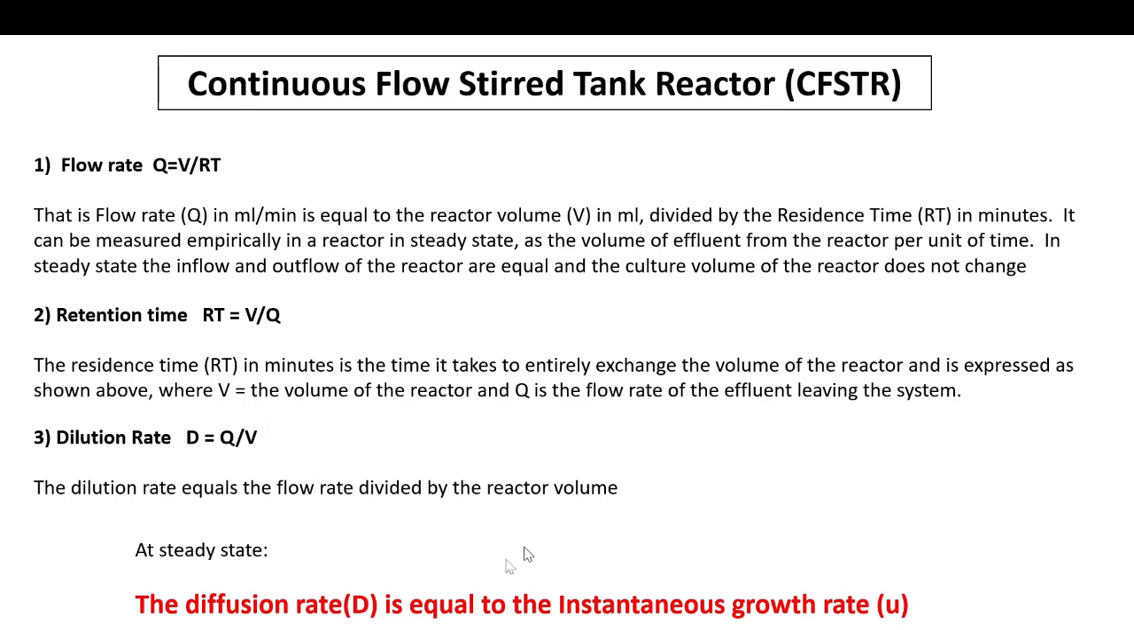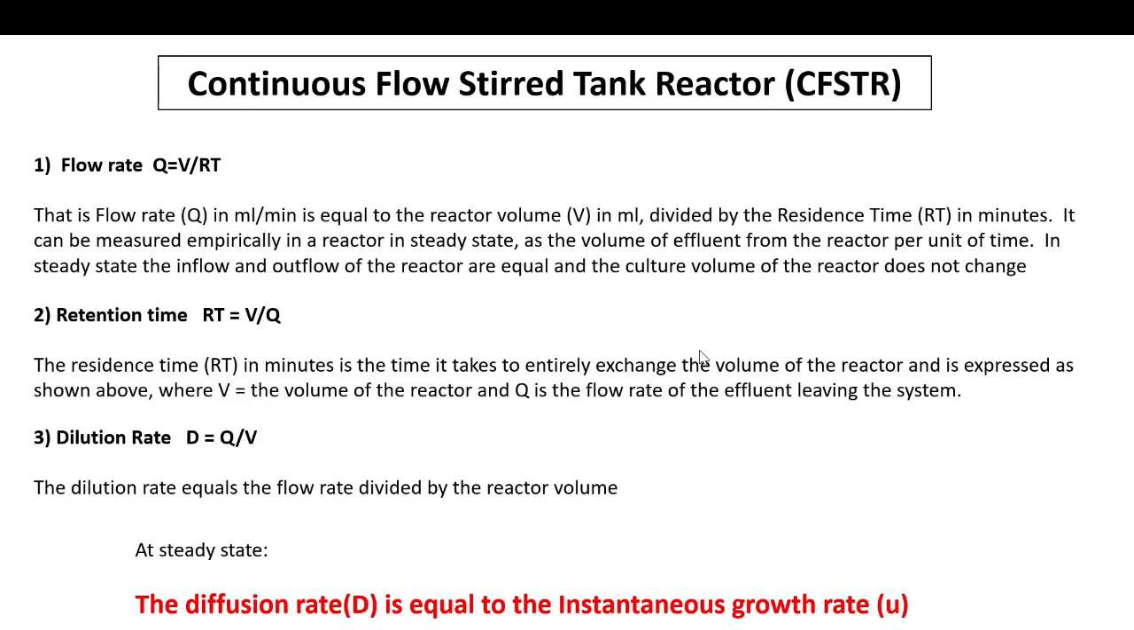So you can see that at this steady state, the dilution rate and the instantaneous growth rate are equal. So it is very important for solving the question. At steady state, the dilution rate, that is this D, and your instantaneous growth rate, that is mu, are equal. So from this formula also you see that if you consider the volume of the tank reactor to be constant, as it is in the steady state, then since this D is equal to your instantaneous growth, your instantaneous growth is directly proportional to the flow rate.